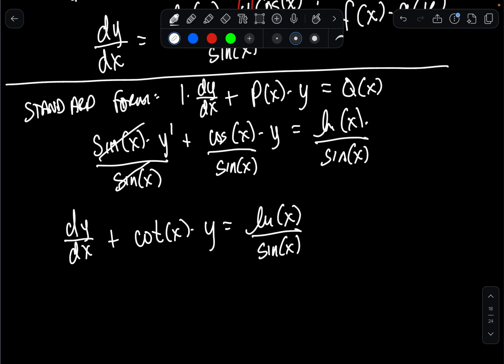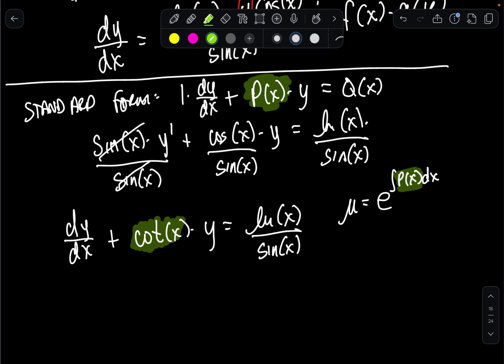And what's the idea behind the linear technique? Well, that's where you want to calculate the integrating factor, which we called mu. And mu, its formula is e to the integral of p of x dx. So this p of x here, the coefficient of the y function in standard form, is what gets thrown into this formula for the integrating factor. So in our example, cotangent of x is our p of x. So this is p of x.